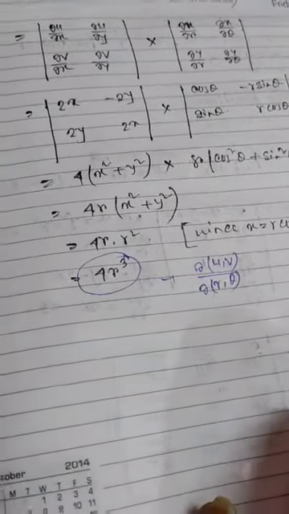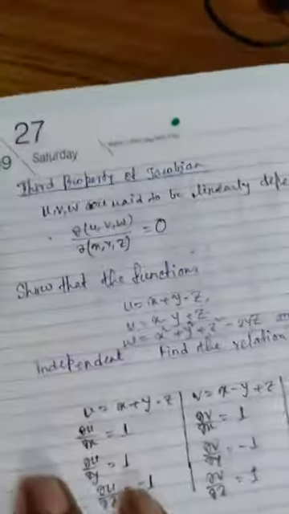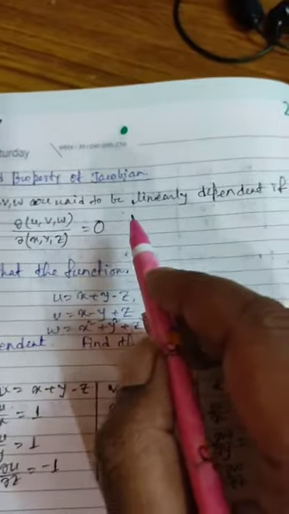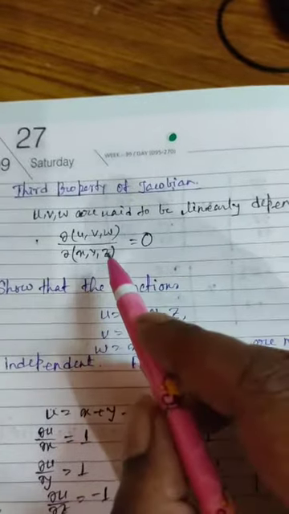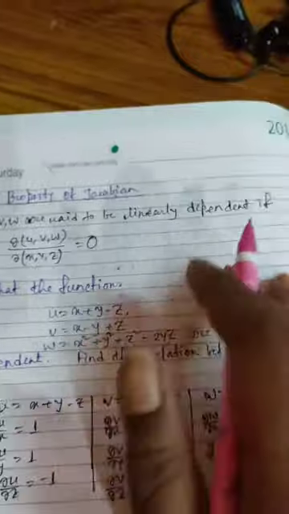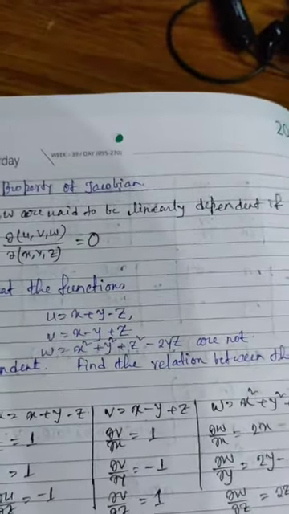So now I am going to the last property of the Jacobian. That is, the third property of Jacobian says that u, v and w are said to be linearly dependent if the value of the Jacobian is equal to 0, or else u, v, w are linearly independent.